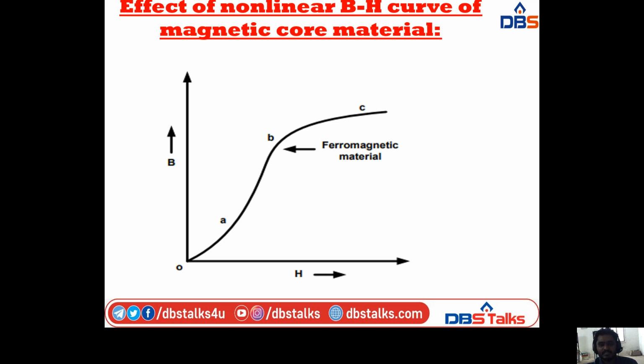So this is the BH curve we are taking. Here the graph is drawn between flux density B and the magnetizing force H. The curve is like this. Up to point B we have a slightly increasing manner, and now this further increases to point C. This is because of the ferromagnetic material; if you use a ferromagnetic material, we have the BH curve like this.